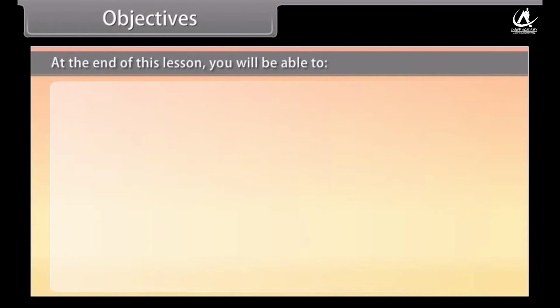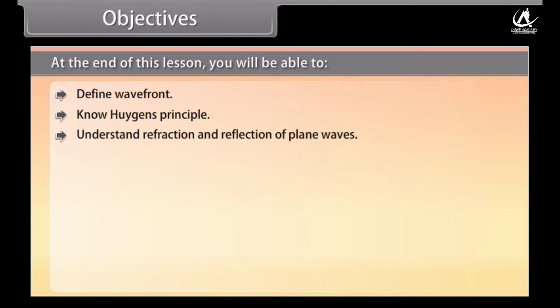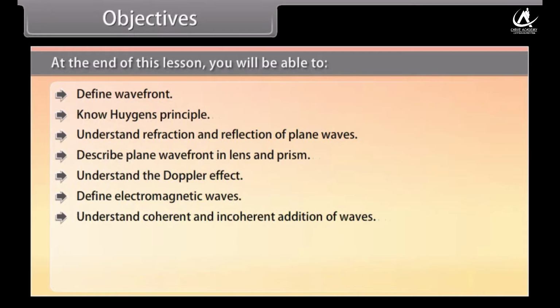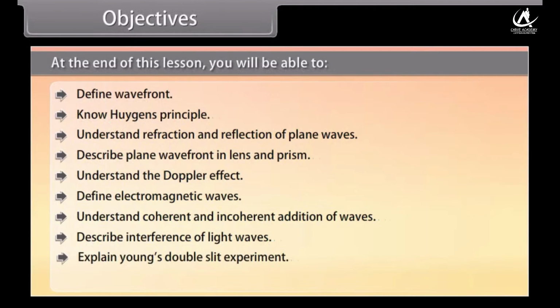At the end of this lesson, you will be able to define wavefront, know Huygens principle, understand refraction and reflection of plane waves, describe plane wavefront in lens and prism, understand the Doppler effect, define electromagnetic waves, understand coherent and incoherent addition of waves, describe interference of light waves, explain Young's double slit experiment, explain conditions for sustained interference.